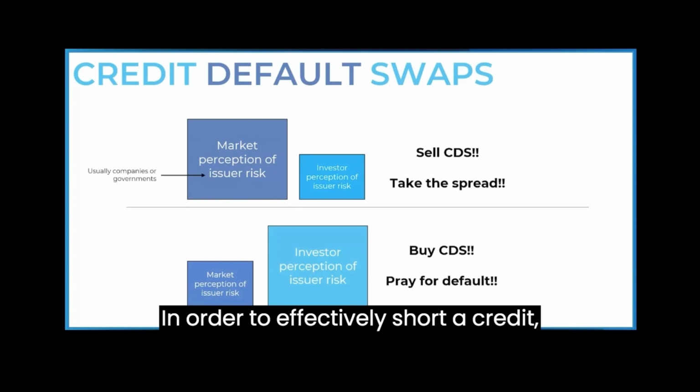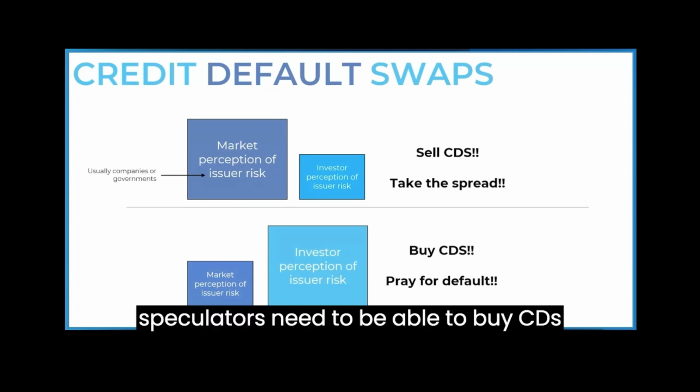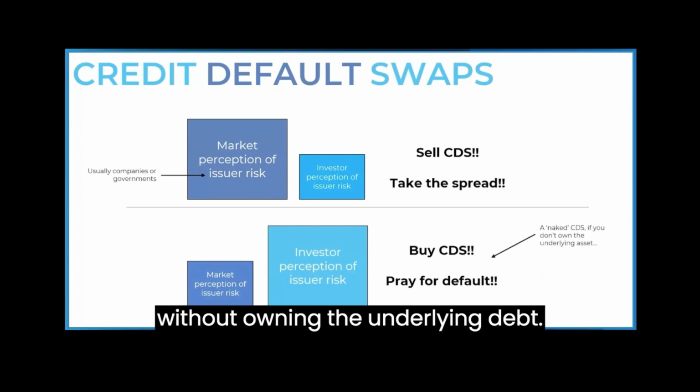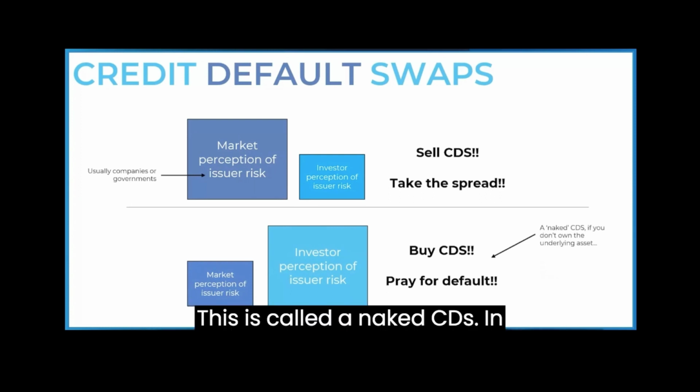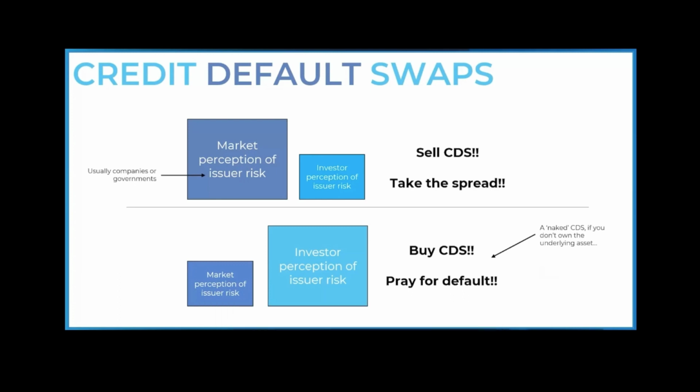In order to effectively short a credit, speculators need to be able to buy CDS without owning the underlying debt. This is called a naked CDS. In fact, it is estimated that naked CDS account for up to 80% of the entire CDS market.